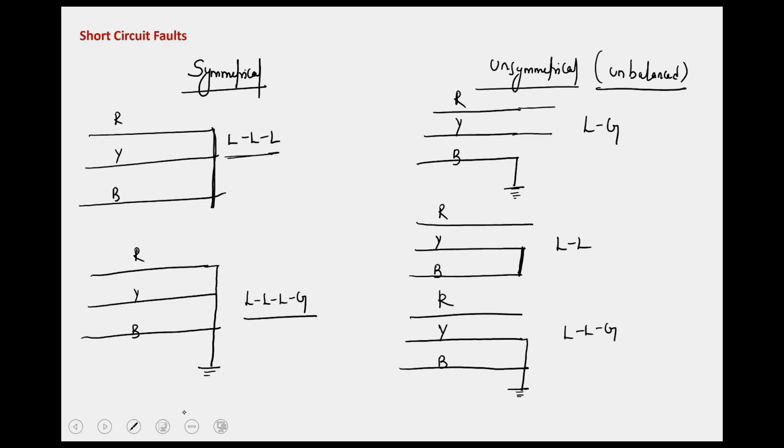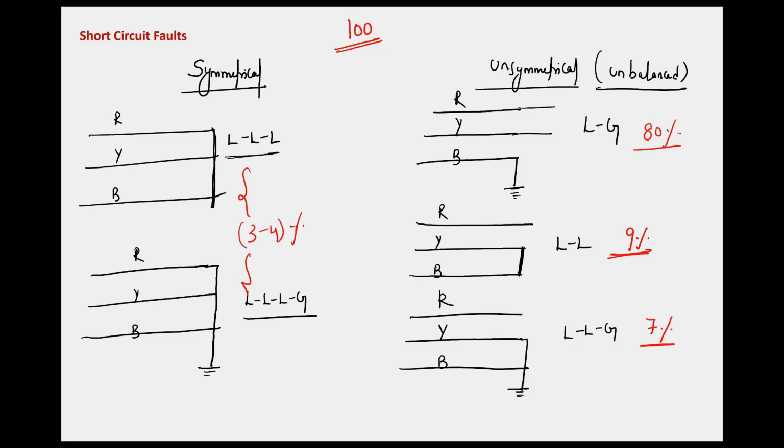One more point which I want to convey is, if there are 100 short circuit faults, out of which 80% or 80 of them are LG faults, the most common short circuit fault. 9% of them will be line to line fault. 7% of them are the LLG fault. Only these three included will be only 3 to 4%. Very rarely you will have a triple L or triple LG fault.